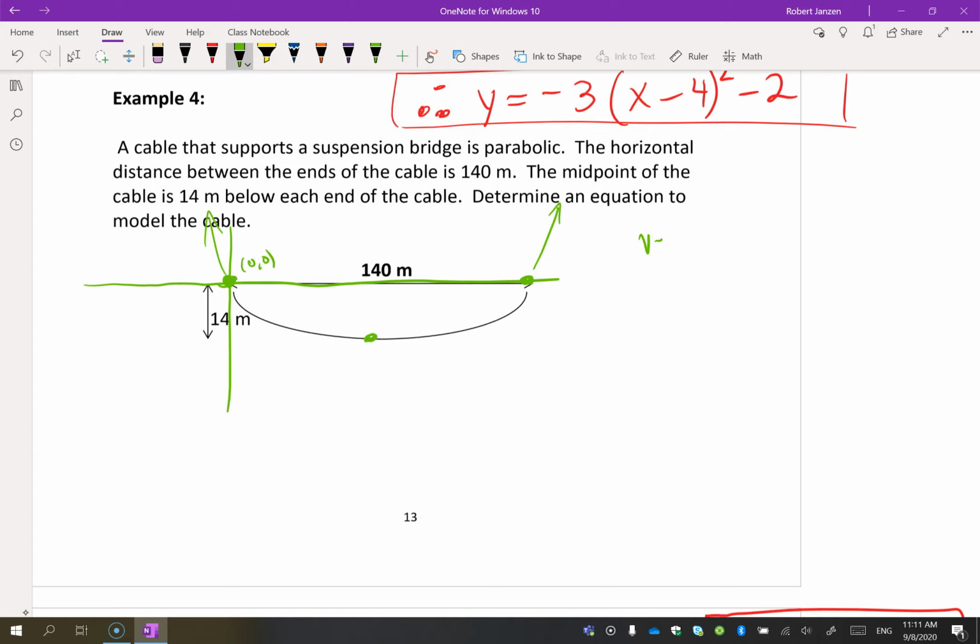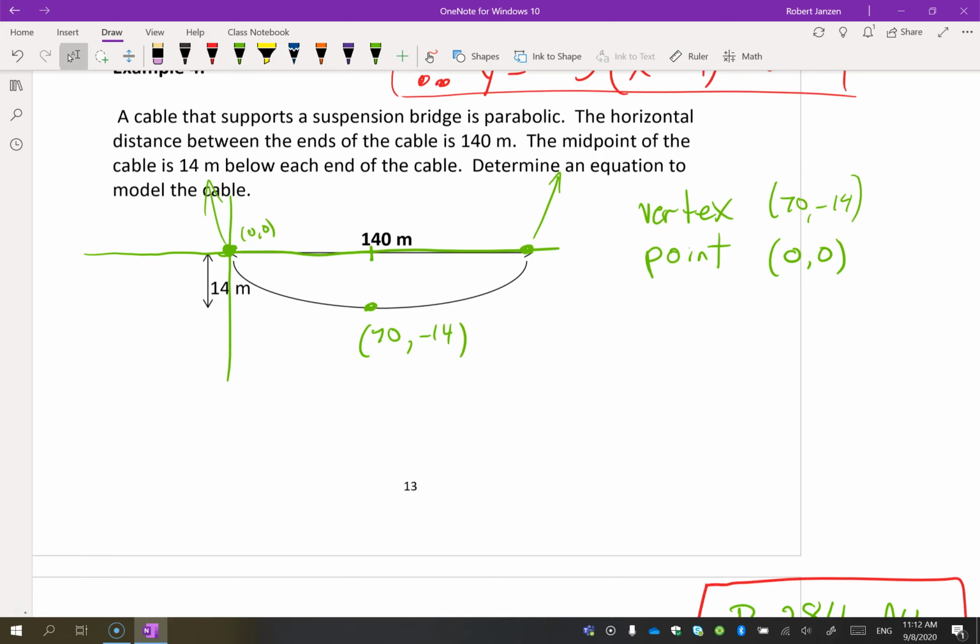So, what do I need? Again, I'm going to have to figure out what the vertex is, and I'm going to have to figure out another point, because it asks me to determine the equation of this parabolic shape, the parabola. So what's the vertex? Well, it's going to be in the middle of this 140, so it's going to be 70, and it looks like it's down 14. So I have a vertex of (70, -14). And then a point, well, the easiest point to pick is (0, 0). And that's one of the reasons I set up the equation to fit like that.